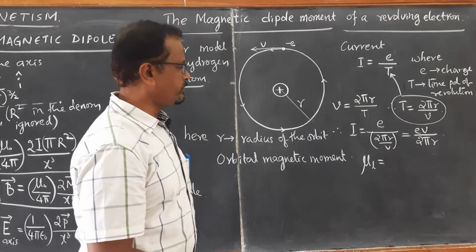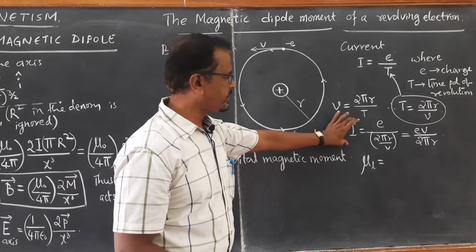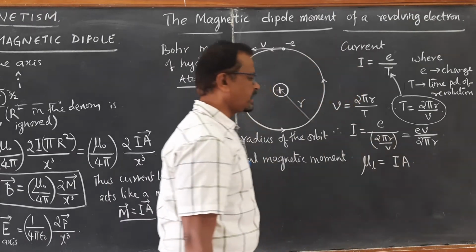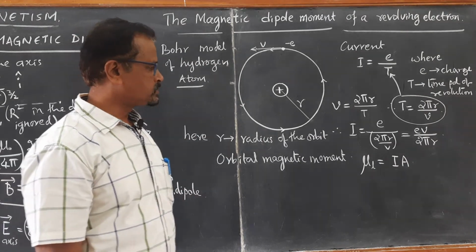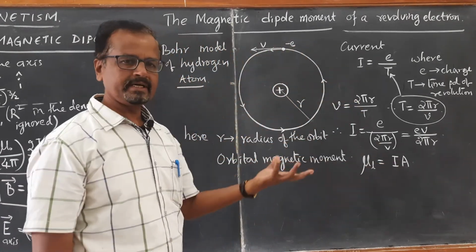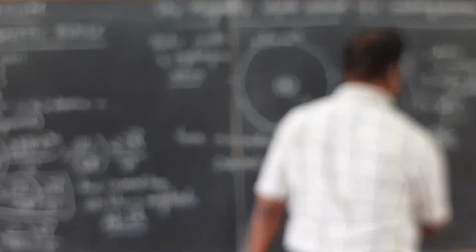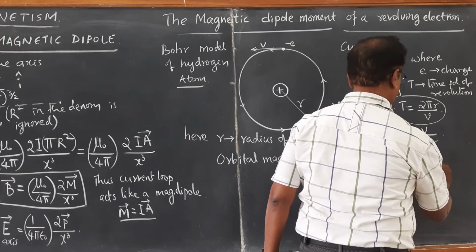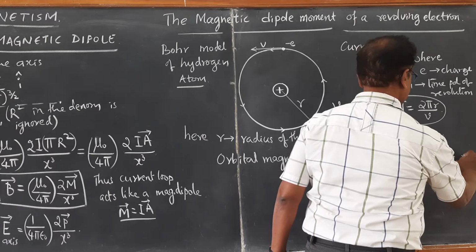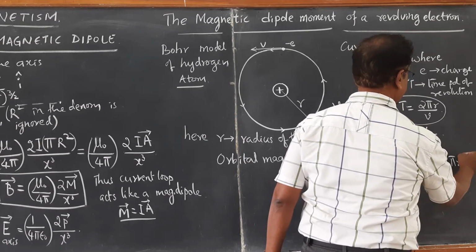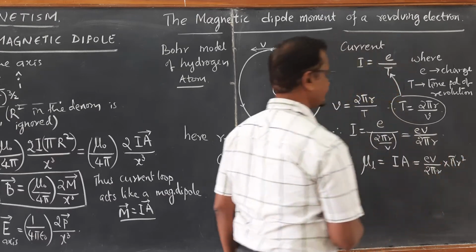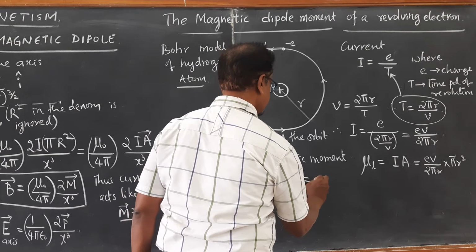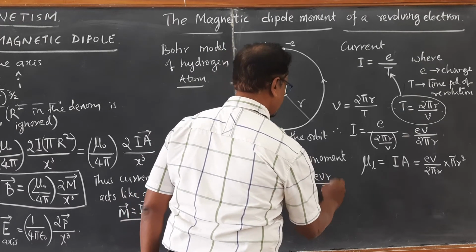So mu L is directly calculated with the value of current. Current I into area gives us magnetic moment. So area of this circular orbit is pi r square. So I can substitute pi r square here, and the value of I. It becomes eV upon 2 pi r into pi r square. So pi r cancels. So you are left with evr upon 2. Therefore, orbital magnetic moment becomes evr upon 2.